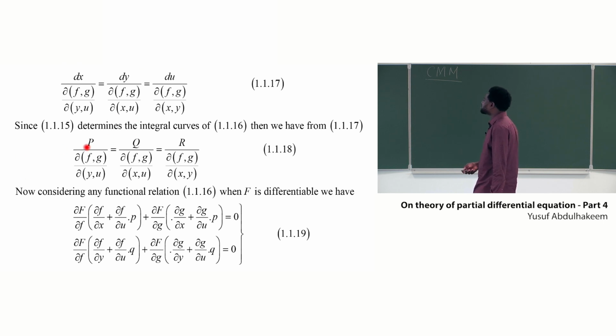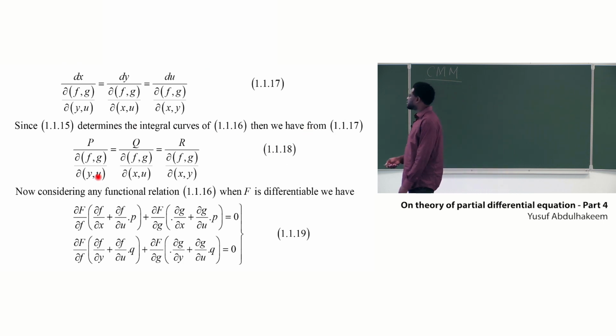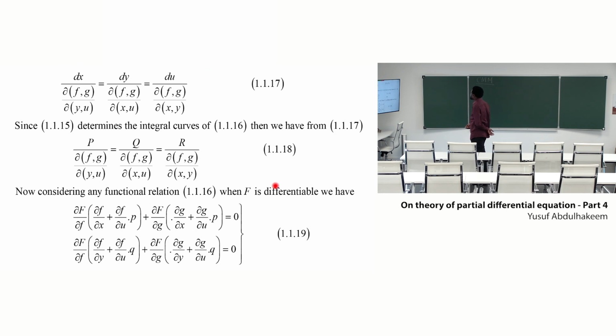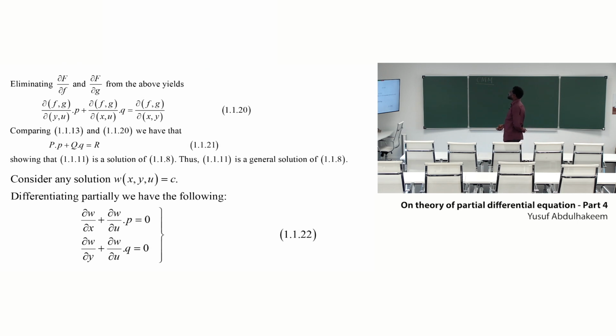Since 1.1.15 here determines the integral curve of 1.1.6, then we have this. Now, considering any functional relationship where f is differentiable, then we have this particular equation here. So eliminating again the f and the f dg, that equation reduces to what we have in equation 1.1.20.